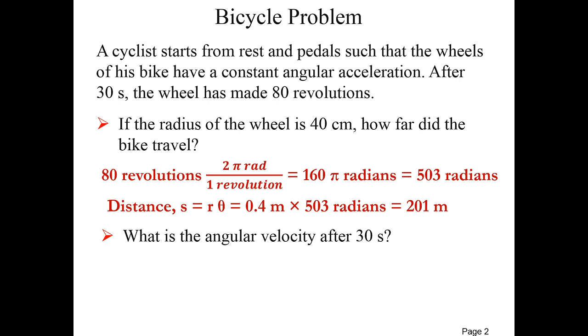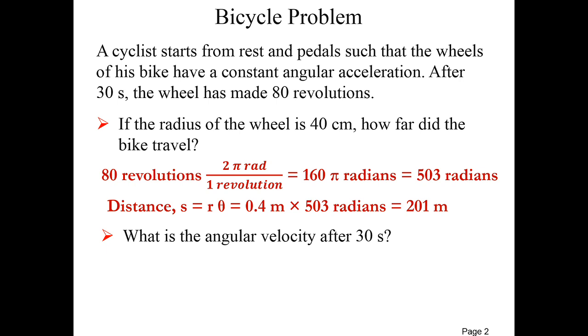Our follow-up question is what is the angular velocity at 30 seconds? This is pretty much a question that you guys have answered half a dozen times before. If you were given a distance traveled from rest and a time, then you can find the average velocity by taking the distance traveled divided by time. Then, since the average velocity is the initial velocity plus final velocity divided by 2, the final velocity is twice the average, because the initial velocity was 0 because we started from rest.